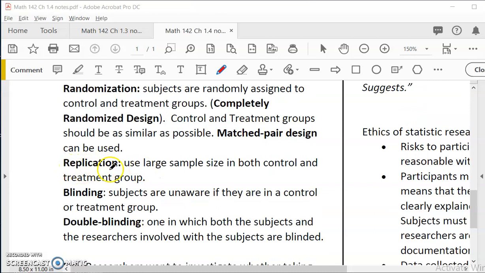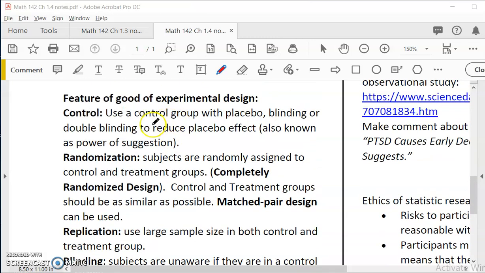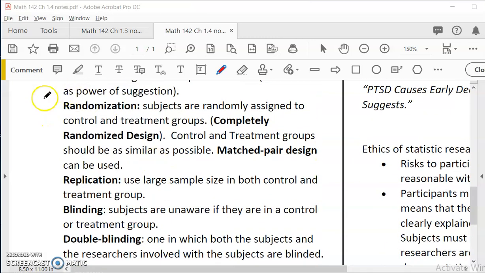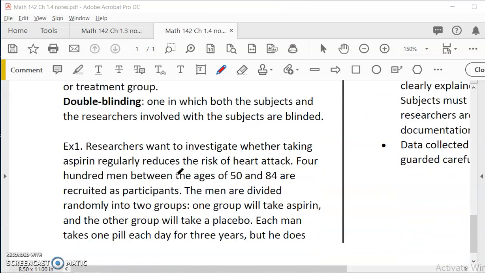Replication is an approach where we try to use a large sample size in both the control and treatment groups. But this is an ideal. A lot of the time when we are testing a new drug, say for example a new vaccine, no one knows if it's useful, no one knows if it's safe or not. You cannot recruit a big sample size. But these are the guidelines for good experimental design. The three areas are control, randomization, and replication.